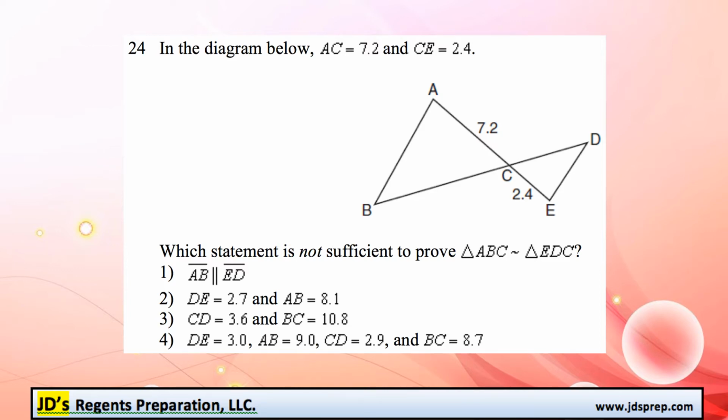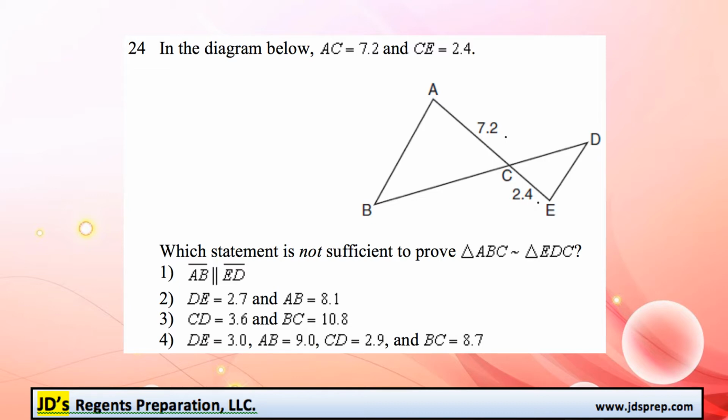This is problem number 24 from the June 2017 Geometry Regents exam. So we've got a diagram here and it tells us that AC is 7.2 and CE equals 2.4, and so those have already been labeled. Which statement is not sufficient to prove that the two triangles are similar?